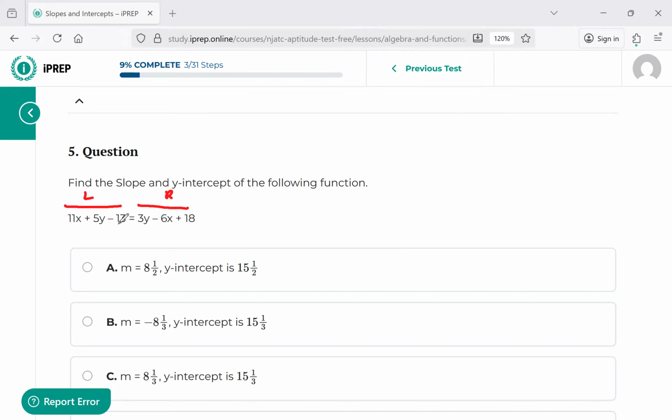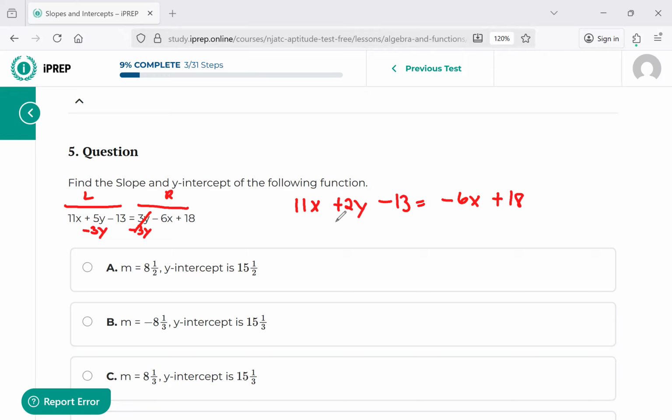So the first step I would do is get all the y's on one side. So let's move this 3y to the left. You could also move the 5y to the right. It doesn't matter. It's just one more step to do if you do that. Okay, so this cancels. So you're left with 11x. And then 5y minus 3y is 2y. And then minus 13. Over here we have negative 6x plus 18.